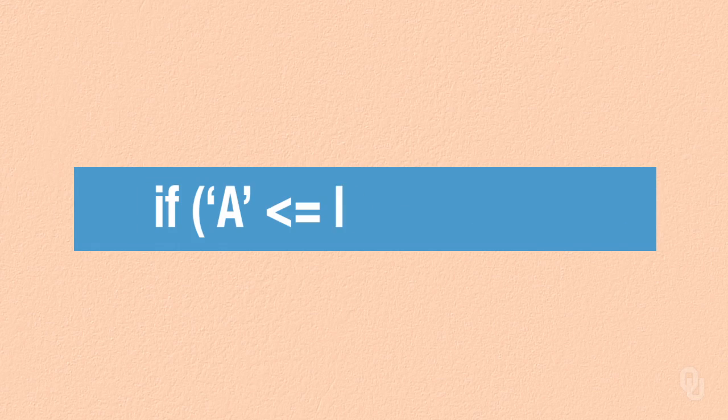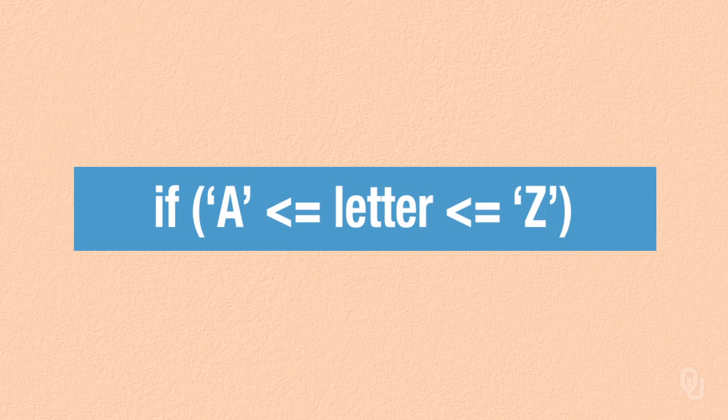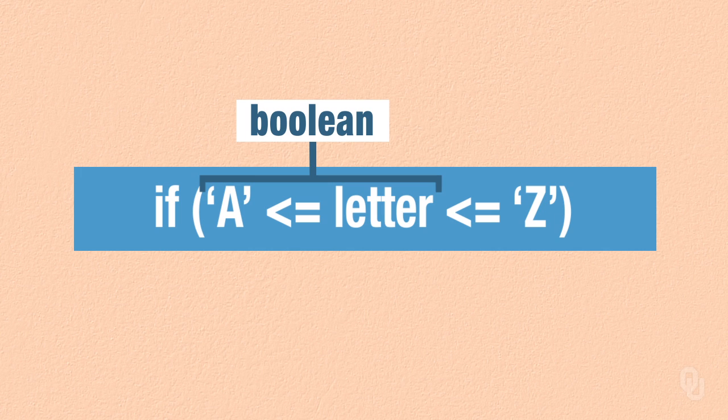Suppose we want to count the number of words in an array list of strings that start with a capital letter. You might think we could do something like this: if 'A' <= letter <= 'Z'. But that doesn't work in Java. The problem is that 'A' <= letter is a Boolean, and true <= 'Z' doesn't make any sense. So we have to use logic operators to combine the test of whether the letter is bigger than the character capital A and the letter is smaller than the character capital Z. Let's look at some code.